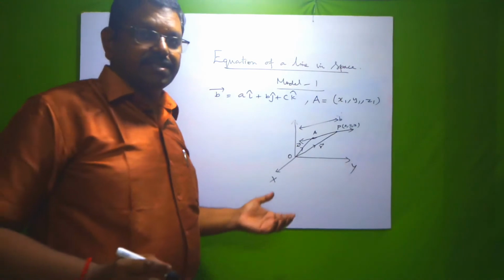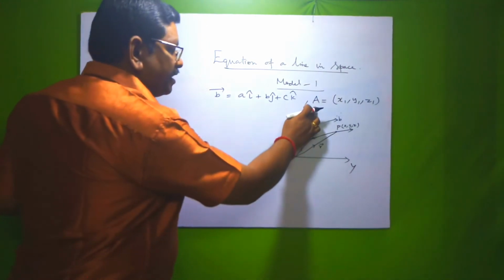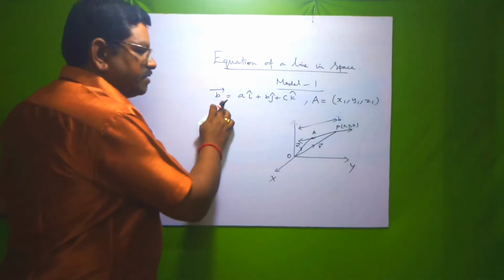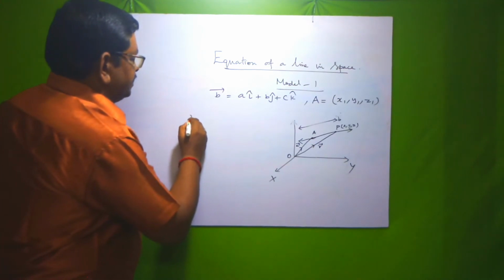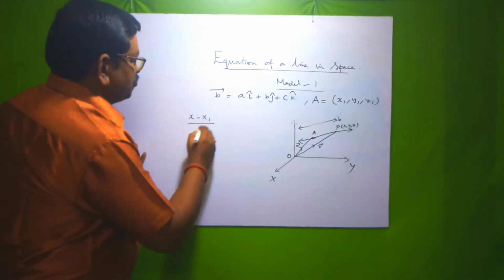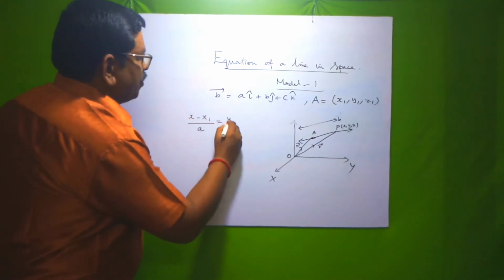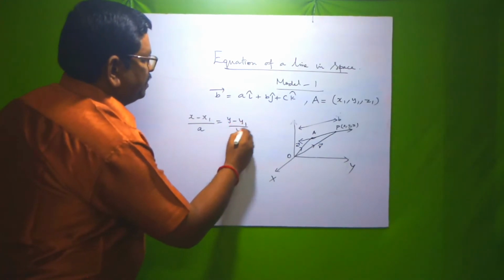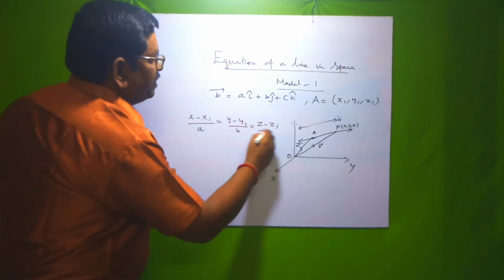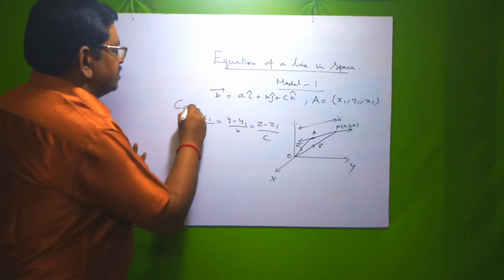Now the Cartesian equation of the straight line passing through the point A and parallel to the vector B can be written as (x minus x1)/a is equal to (y minus y1)/b is equal to (z minus z1)/c. This is the Cartesian form.